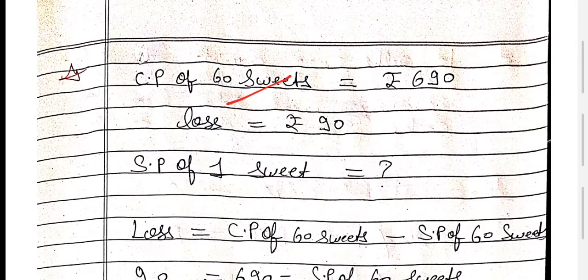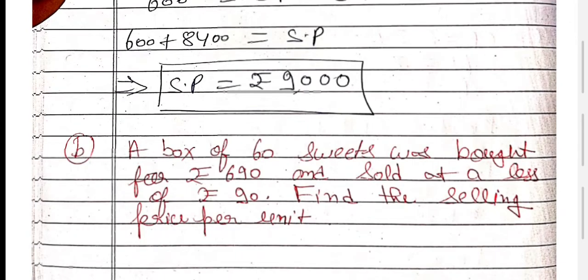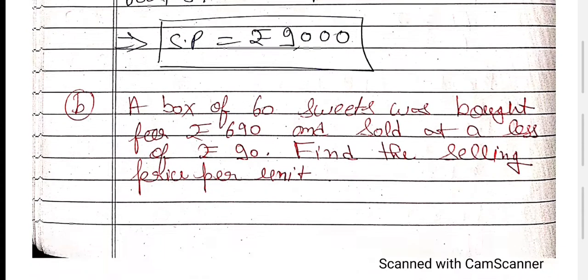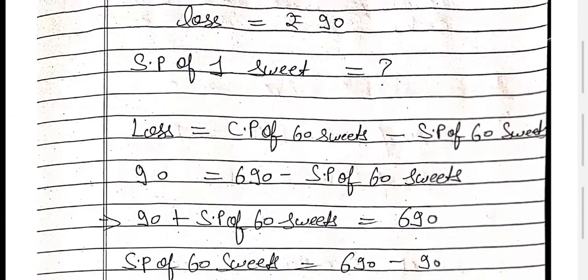So CP of 60 sweets you have 690, loss you have rupees 90. What is the SP of one sweet? Okay, the question is to find the SP, selling price, per unit. Per unit means one piece. You have to find the SP of one sweet.